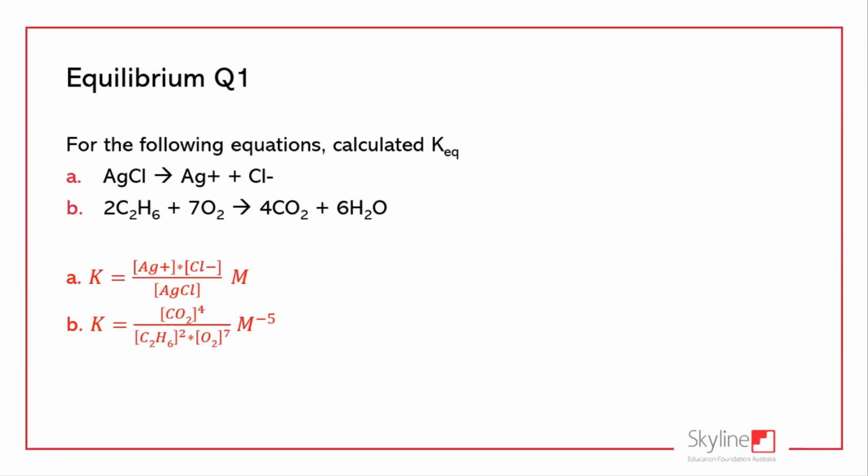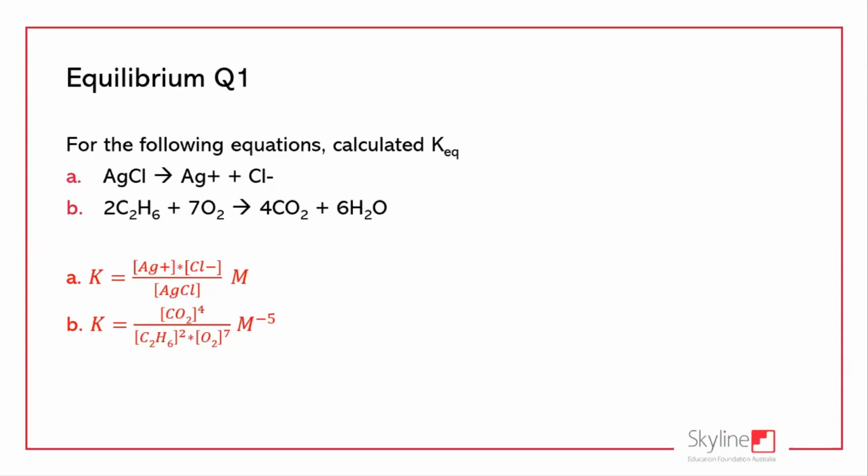So we have 4 on the top, and we have a total of 9 on the bottom, so 2 plus 7. So something to the power of 4 divided by something to the power of 9 is 4 minus 9, as you might remember from maths. So that gives us a unit of M to the negative 5.